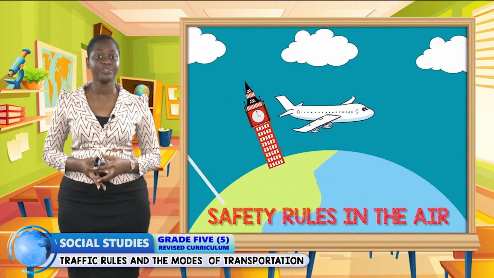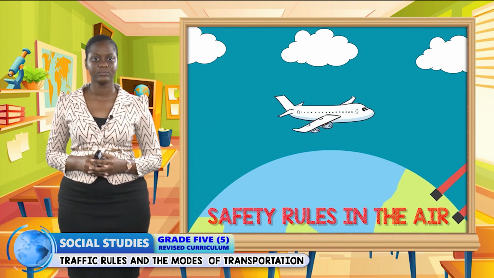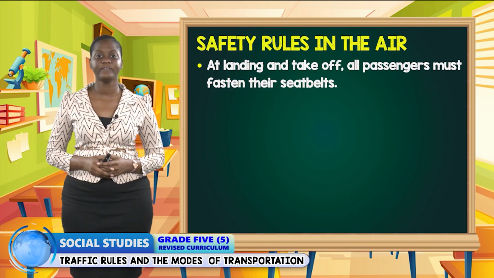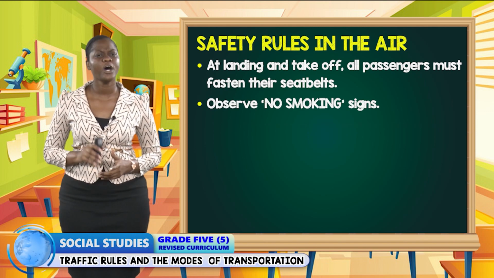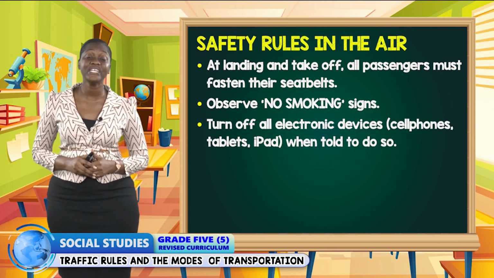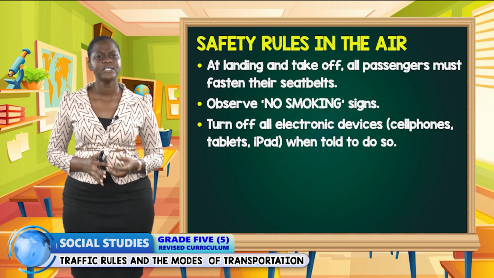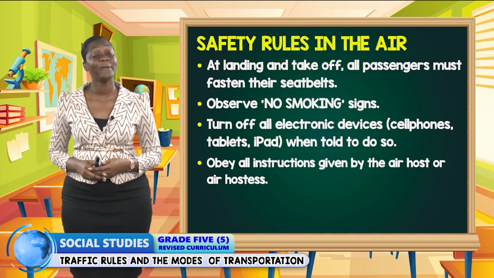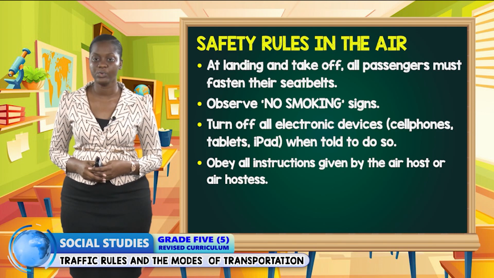Let's step a bit further into safety, and let's look at safety rules in the air. What should we do? At landing and takeoff, all passengers must fasten their seatbelts. Observe no smoking signs. Turn off all electronic devices, for example, cell phones, tablets, iPads, when told to do so. Obey all instructions given by the air host or air hostess.